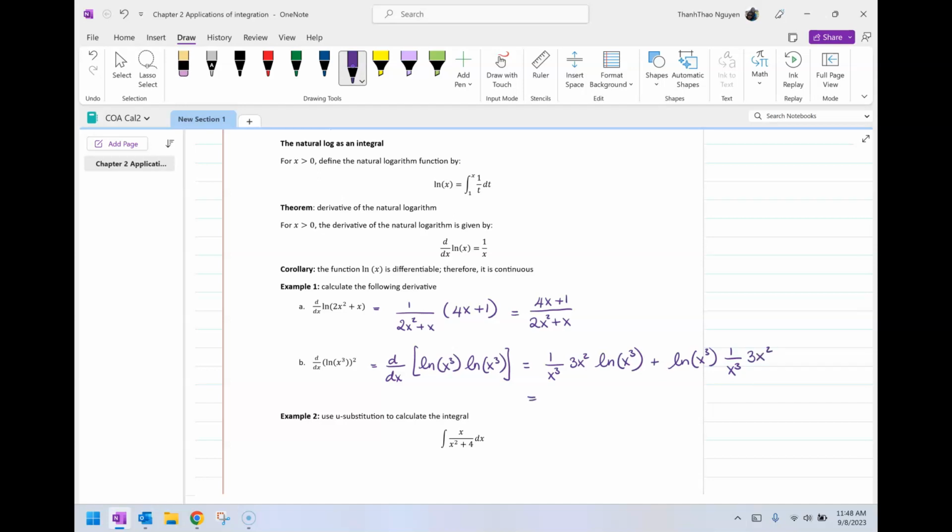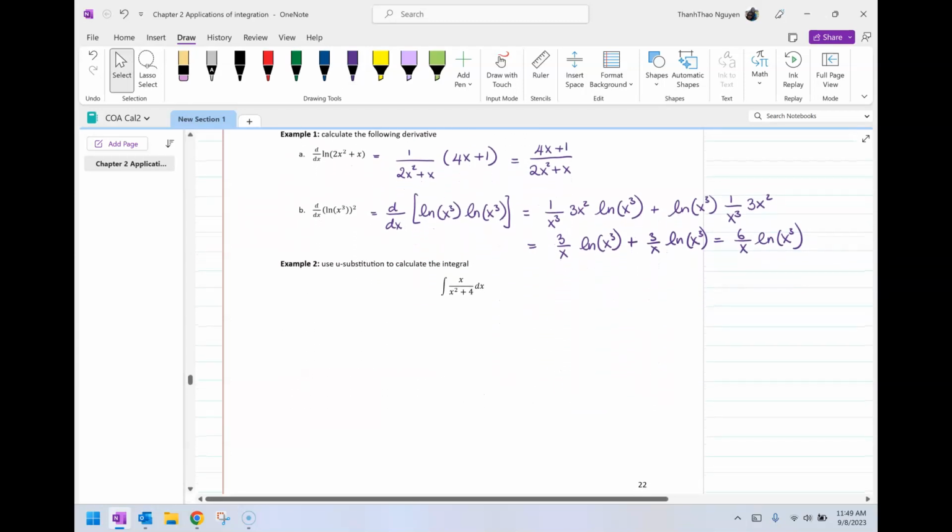Simplify and combine like terms. We get 3 over x ln of x to the third plus 3 over x ln of x to the third. This is equal to 6 over x ln of x to the third.